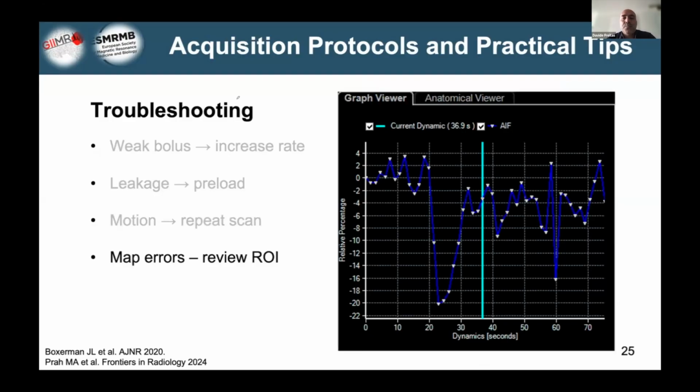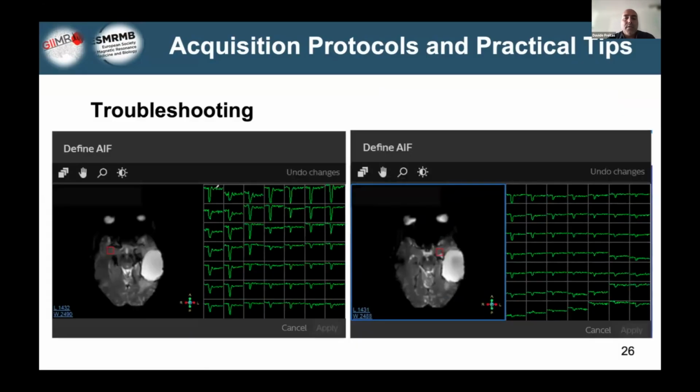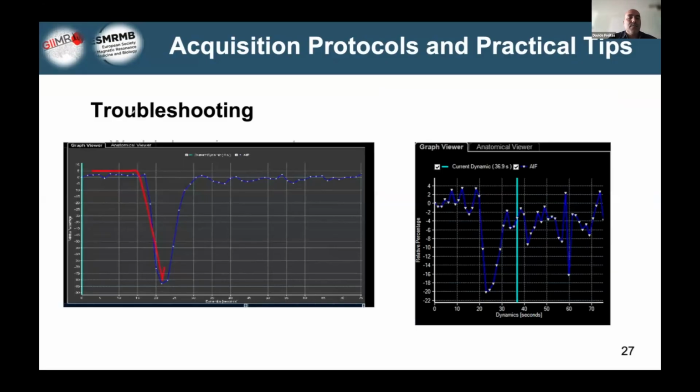Inaccurate perfusion maps should prompt careful review of the AIF selection and ROI placement. For example, this curve shows some irregularities and a small signal drop, only about 22%. With ROI repositioning and selection of a higher quality AIF, like we see here and here, we can have a better curve. And here we have a signal drop around 85%.